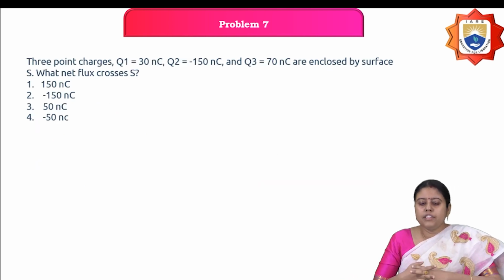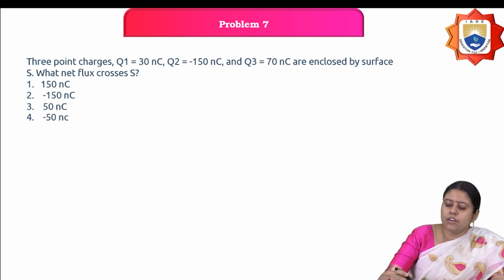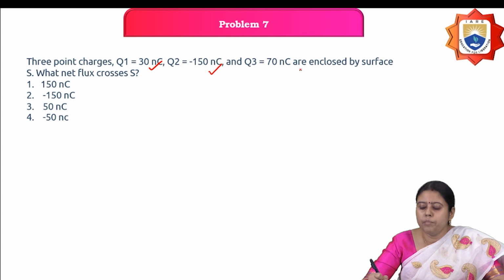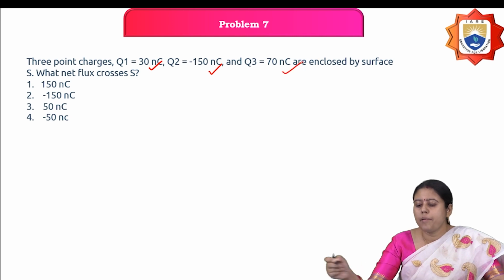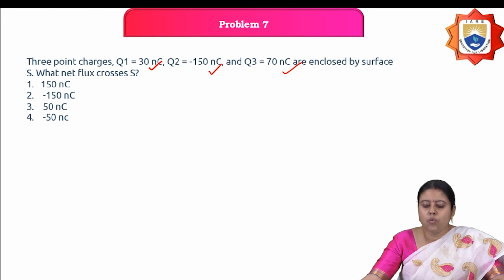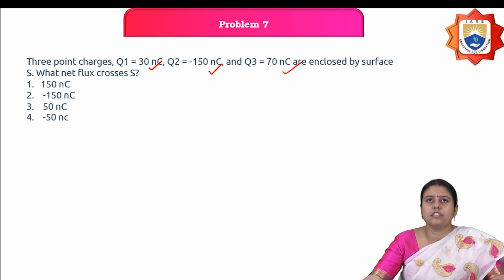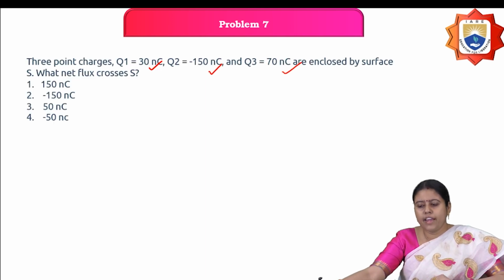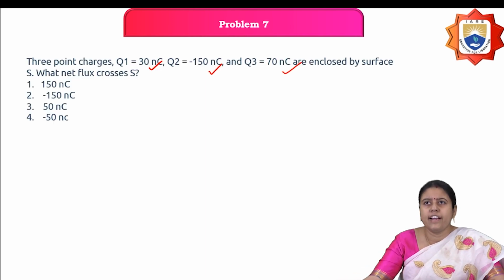Next, 3-point charges, Q1 is equal to 30 nanocoulomb, Q2 is equal to 150 nanocoulomb and Q3 is equal to 70 nanocoulomb are enclosed by a surface S. What is the net flux across the surface? This is a very, very easy question. Though it came in the GATE in the old time, I think in 1992 or 1998. But again, it is very easy.